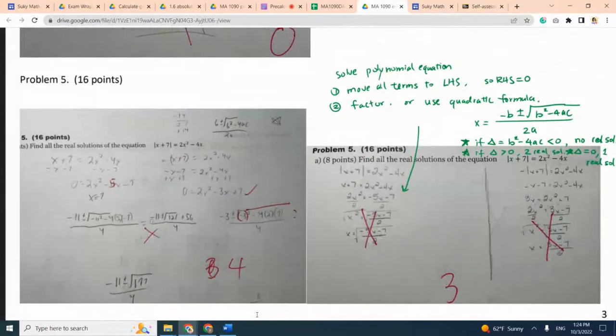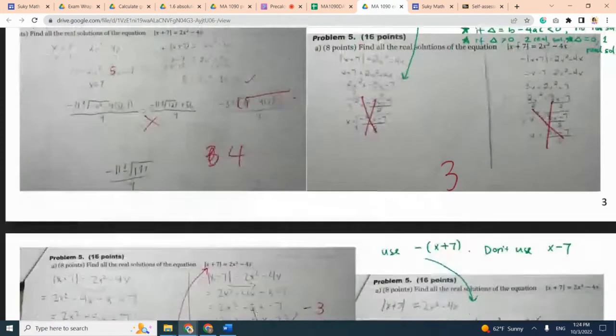Right, many of you, how do we solve a quadratic equation? Move all the terms to the left-hand side. Okay, and then either factor it or use the quadratic formula. Okay, and if the discriminant is negative, no real solution. Discriminant is positive, 2 real solutions. Discriminant is 0, 1 real solution. Okay, everybody? So we need to move all the terms to one side.